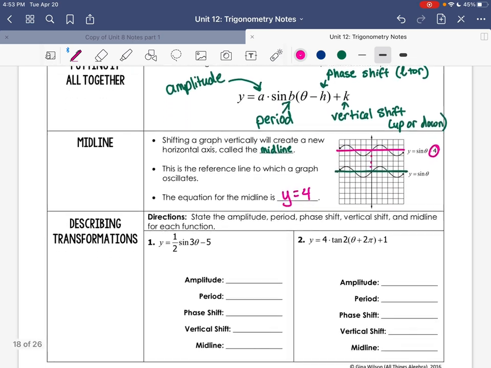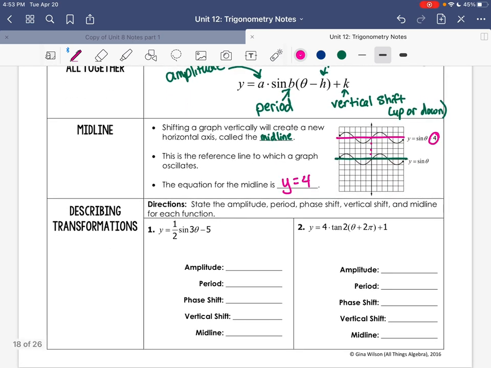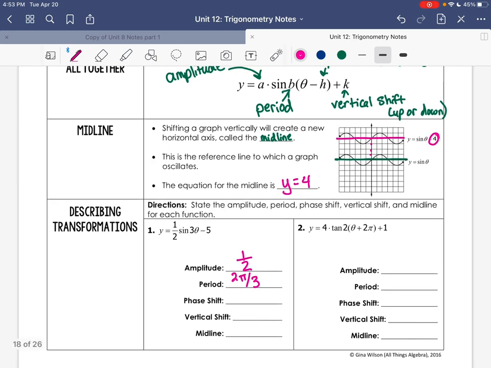Okay, so one thing that we can do is describe the transformation. So you can state all of this information just by looking at the problem. So we know the amplitude is 1/2. We know the period is 2 pi over 3. We know the phase shift is not there. There's nothing in parentheses with the theta. We know the shift for the vertical is 5 down because it's a -5. And so that means our new midline would be -5, or y equals -5.